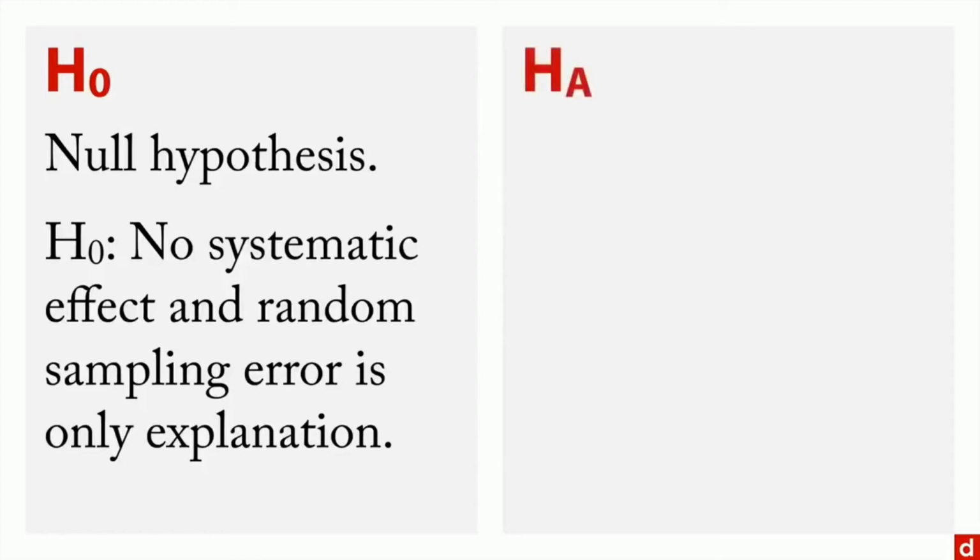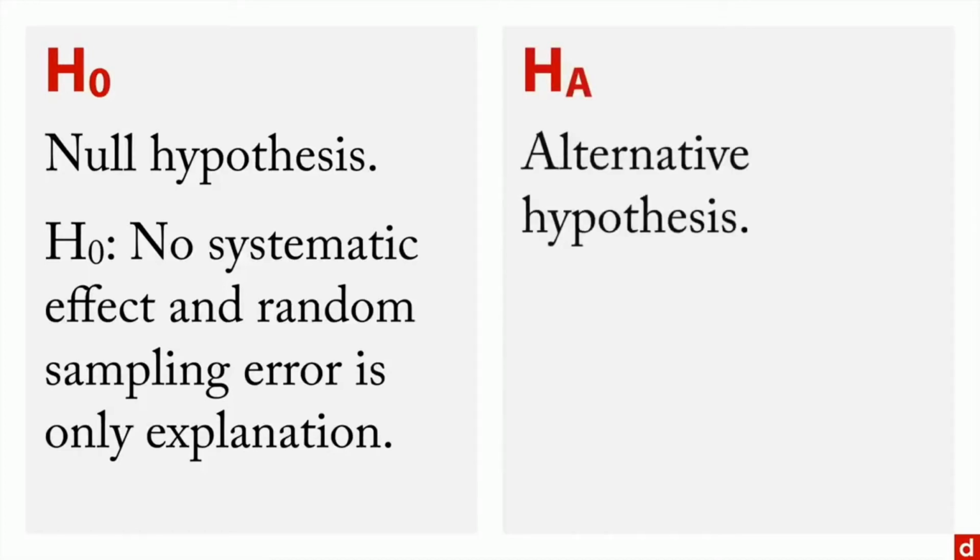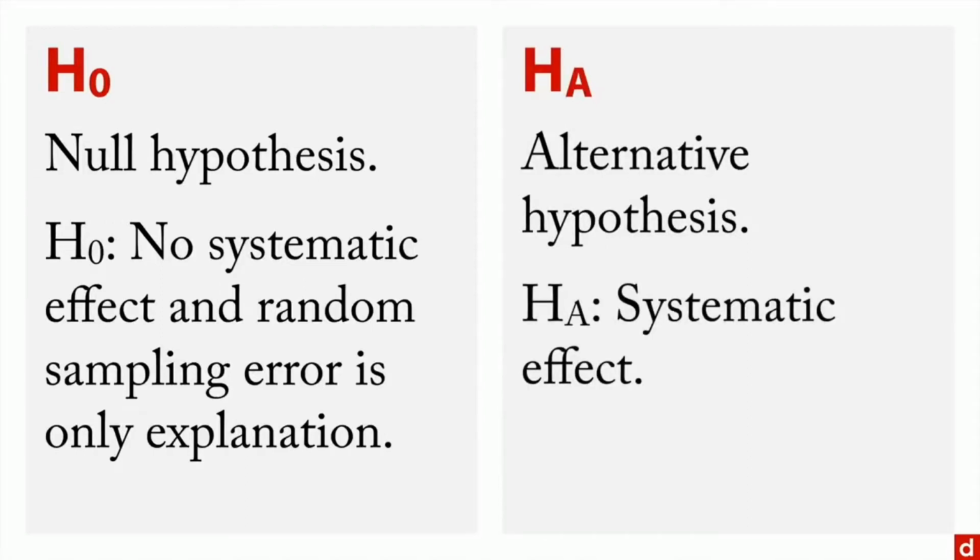And then contrast that with H sub A, which is the alternative hypothesis. And this really just says that there's a systematic effect, that there is in fact a correlation between variables, that there is in fact a difference between two groups, that this variable does in fact predict the other one. Let's take a look at the simplest version of this, statistically speaking.